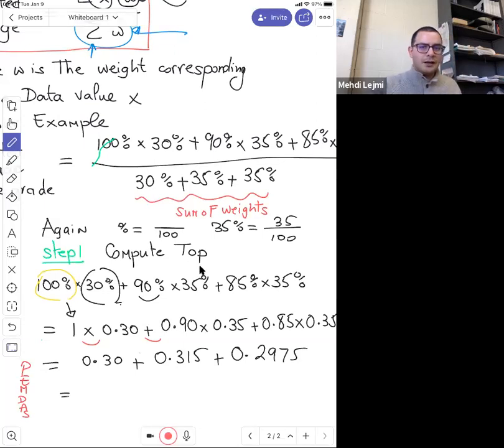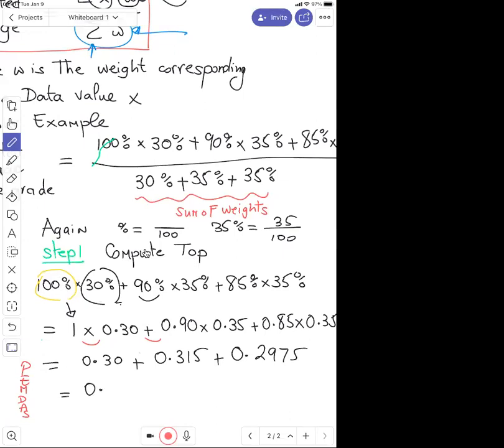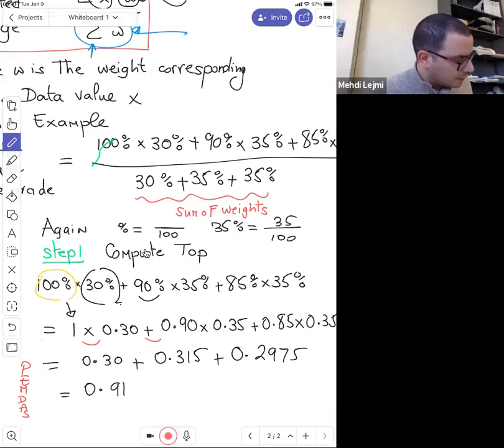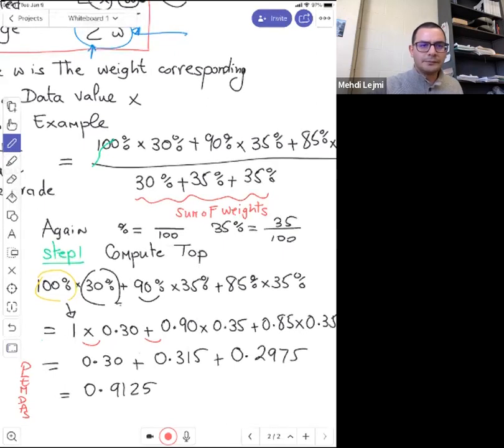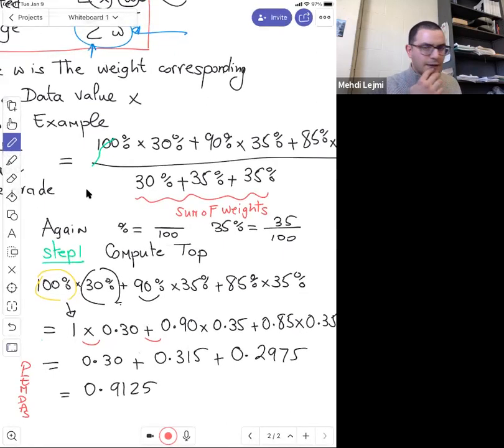So that'll be equal to 0.9125. Any questions, guys, about this operation, how I computed the top?